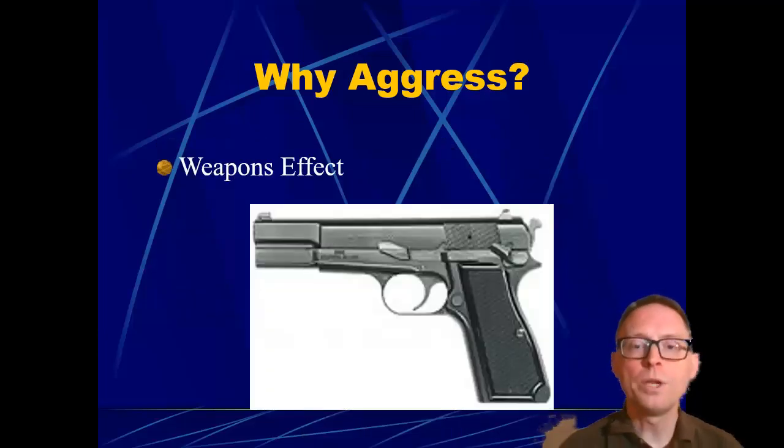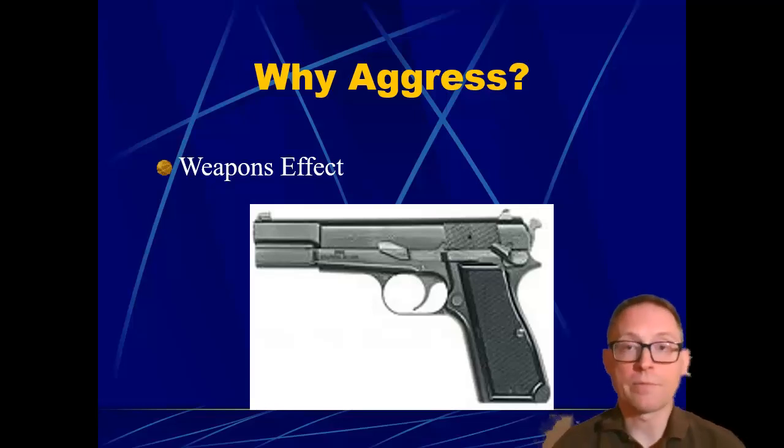We need to talk about the weapons effect. The weapons effect is very simple. It is that if there is a weapon present, people are going to act more aggressively. What that means is that if I put you in a room and there's a gun on the table, you're going to act more aggressively.